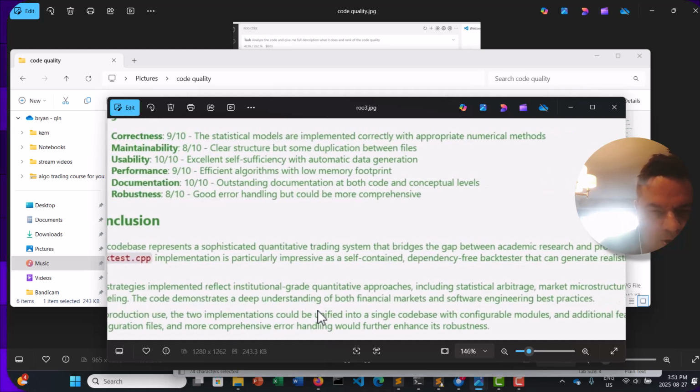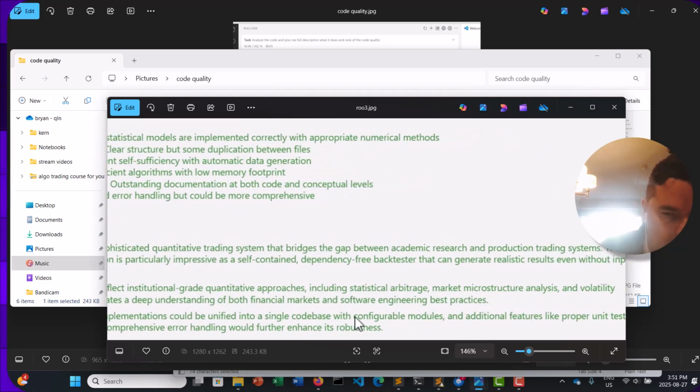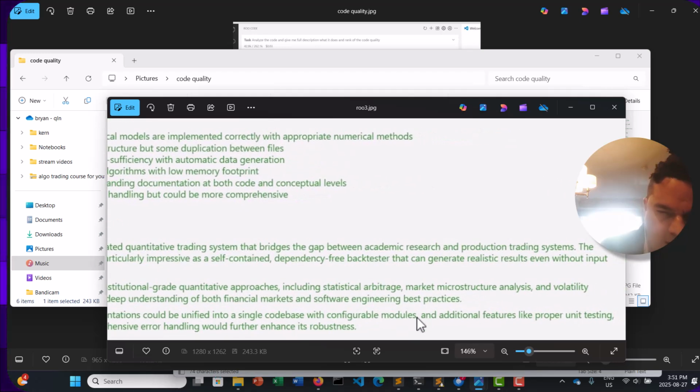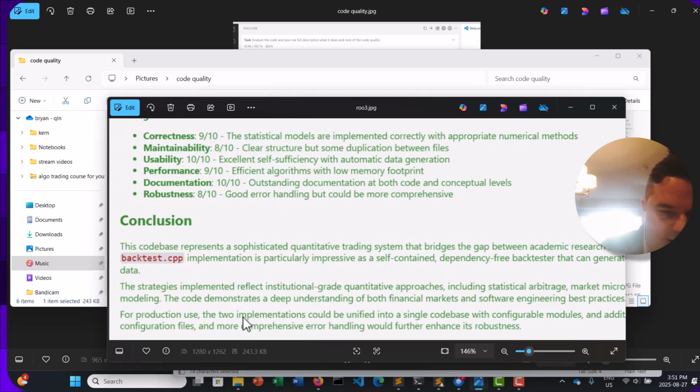For production use, it could be unified into a single code base. We know that, with configurable modules and additional features like proper unit testing and configuration files. We got that too. Comprehensive everything would further enhance its robustness. There you go. All good.